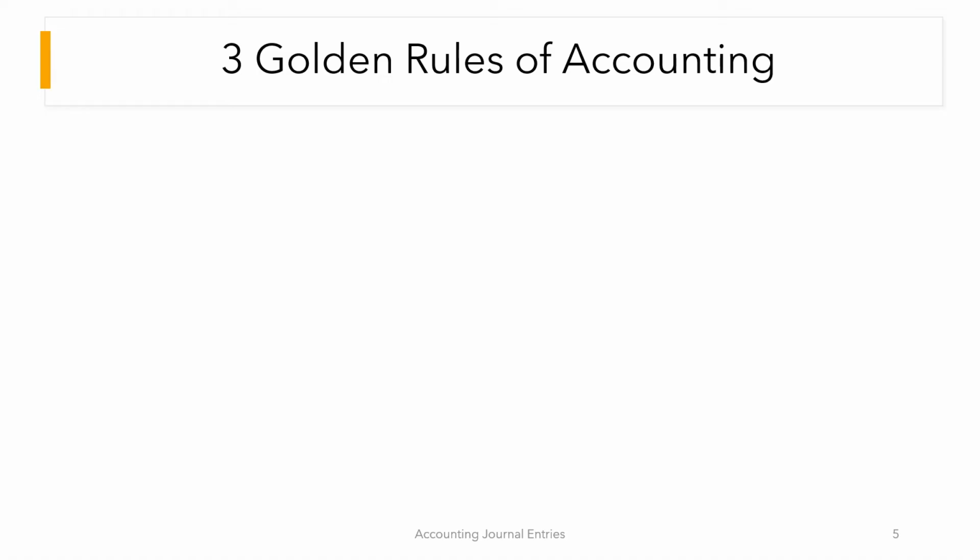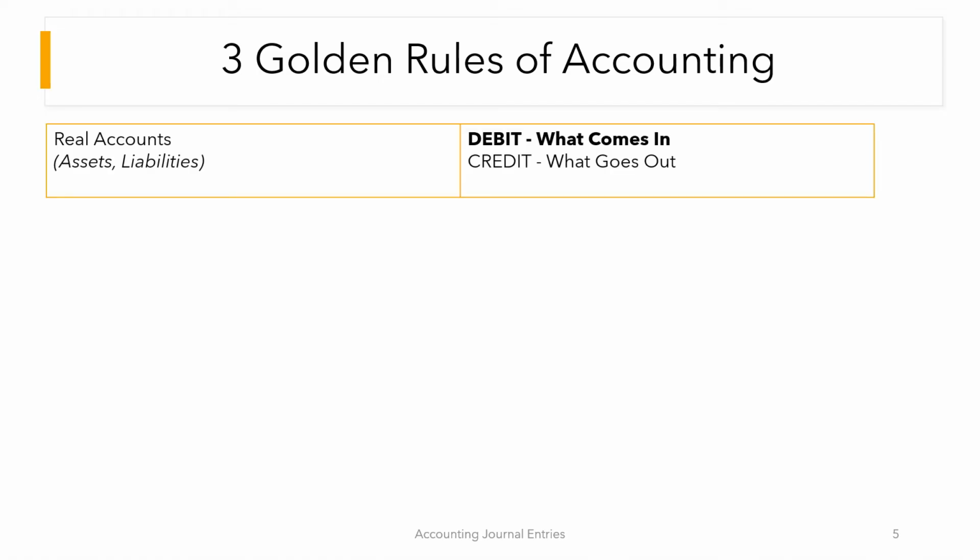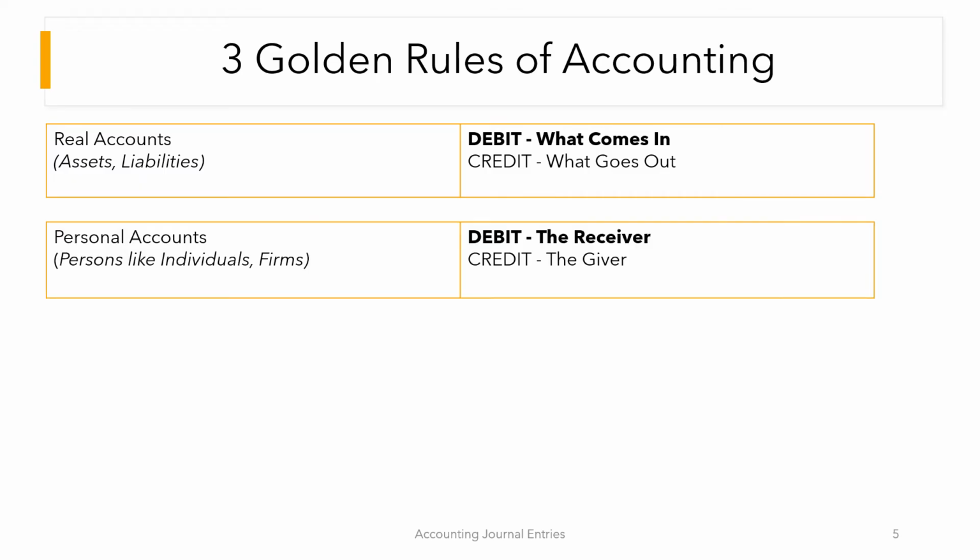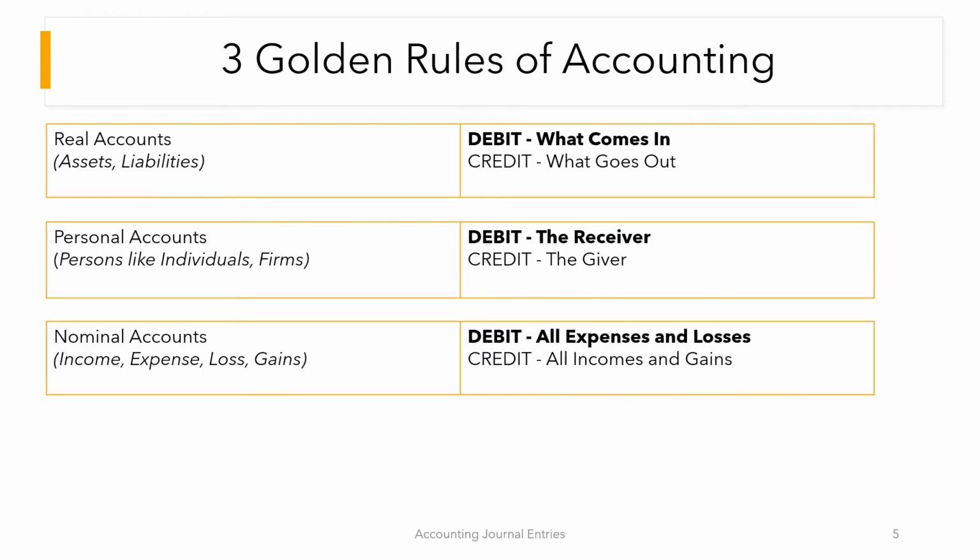So let's look at the rule for a real account. Real accounts are typically your assets and liabilities, and the rule is debit what comes in and credit what goes out. And for a personal account, for example, individuals or firms, the rule would be debit the receiver and credit the giver. And for a nominal account, for example, income, expense, loss or gains, the rule would be to debit all expenses and losses and credit all incomes and gains.